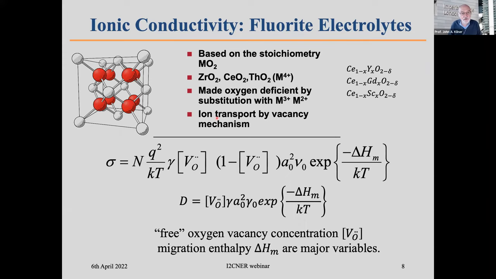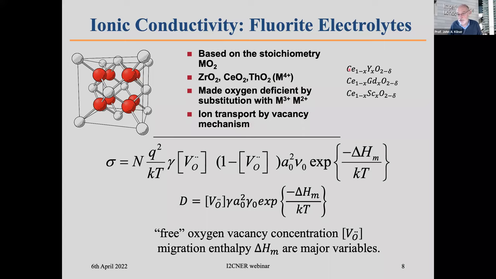So let's just have a look at the fluorite oxides. Now I'm going to take ionic conductivity in the fluorite oxides and fluorite electrolytes. They're all based on the stoichiometry MO2. This is the crystal structure. The metal atoms here are on this face-centered cubic lattice, and the oxygen ions are on the simple cubic lattice here, marked in red. The materials are zirconia, ceria, and thoria, all with tetravalent cations, and they're made oxygen deficient by substitution with these lower valent cations. And ion transport, oxygen ion transport, is by a vacancy mechanism.